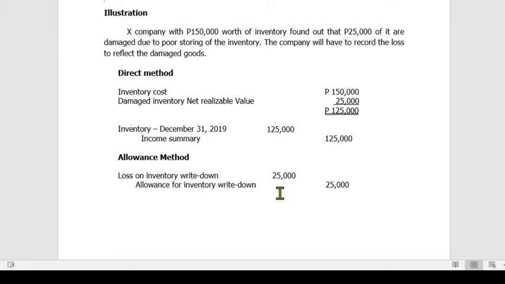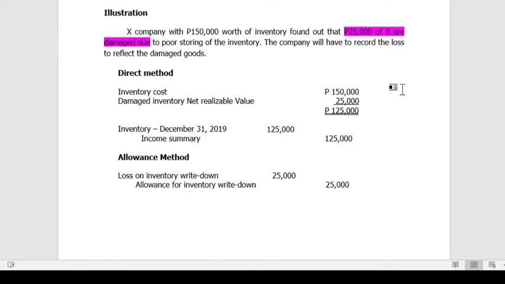So meron kang 150,000 pero upon careful analysis and evaluation, nalaman na 25,000 are damaged. So ibig sabihin, hindi na yan mabebenta. So the lower of the cost and net realizable value. So 150,000 minus 25,000 is 125,000 na lang talaga ang realizable value niyan.